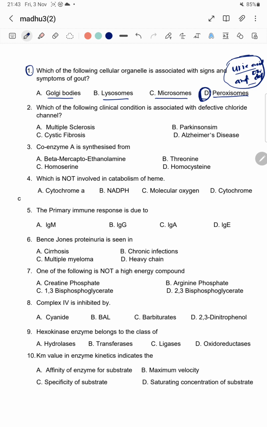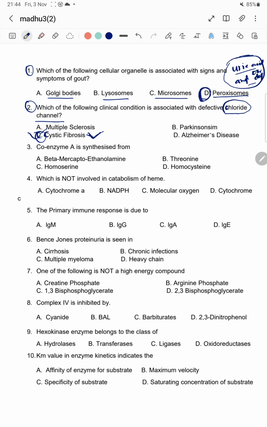The second MCQ: which of the following clinical conditions is associated with a defective chloride channel? The options are: multiple sclerosis and Parkinsonism, cystic fibrosis, and Alzheimer's disease. The correct answer is C. Remember, cystic fibrosis related questions are always very important in MCQs. Chloride channel starts with the letter C, and the condition also starts with C, cystic fibrosis. Cystic fibrosis is the correct answer.